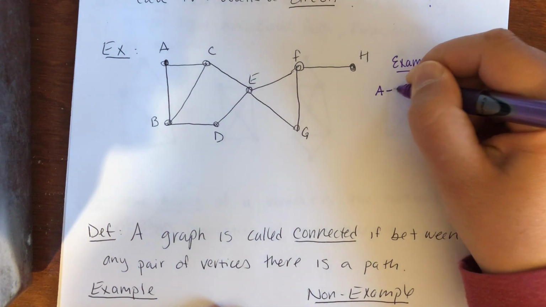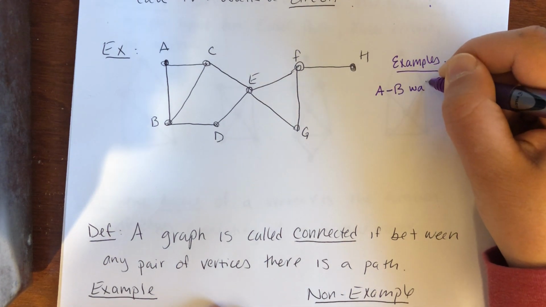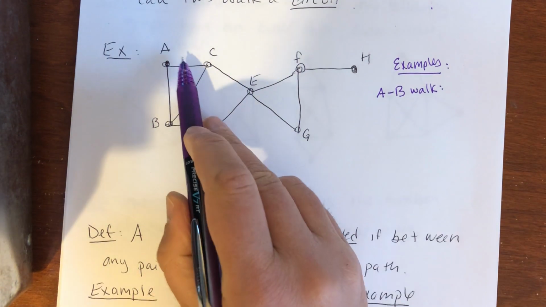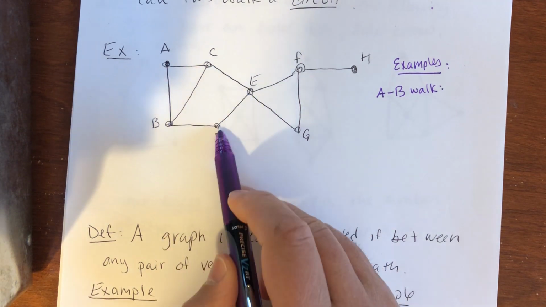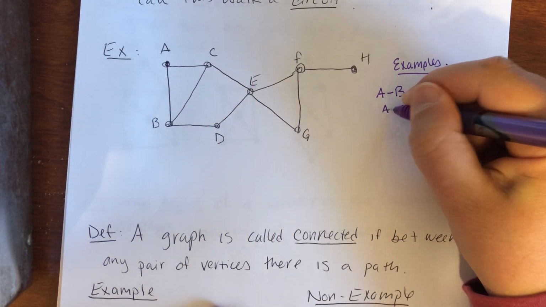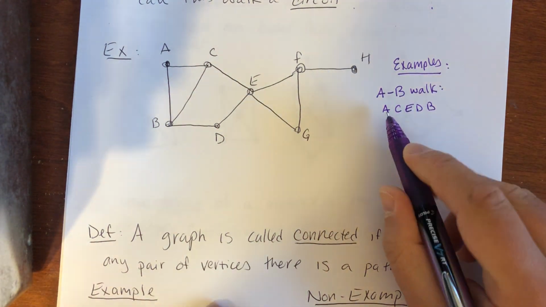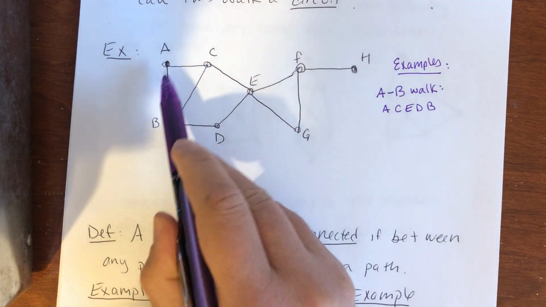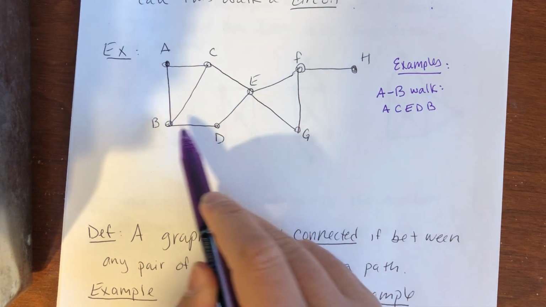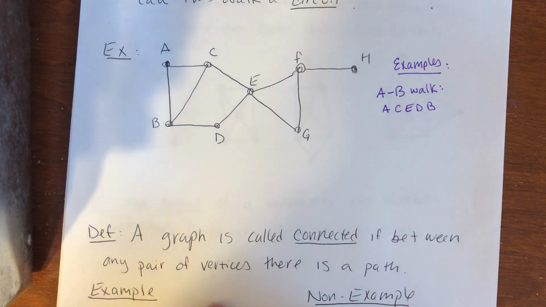So I had mentioned that we could have as an A-B walk the path A-C-E-D-B. And I'm just going to list these. You could put commas if you wanted to, but I'm just going to list them in a row. This is saying go from A to C to E to D to B. Right? That's a walk in our graph.